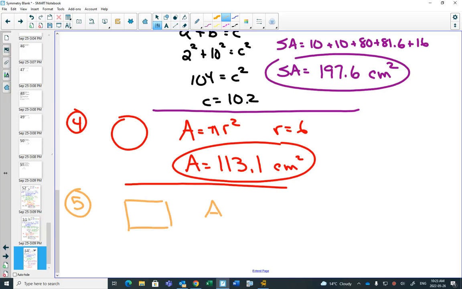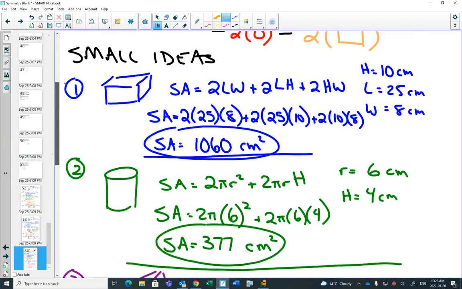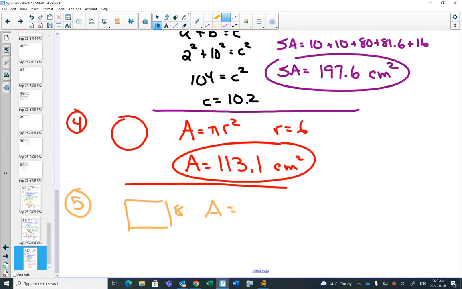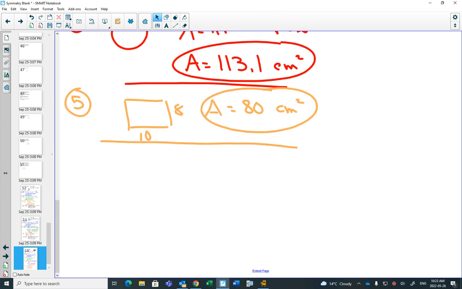What's the area of our rectangle? Well, if we label the sides of the rectangle that's going away, it is an 8 by 10, right? Yes. So it would be 8 here, 10 here. So it's 80 centimeters squared. Okay. Draw a line there. 5 little ideas on this one.